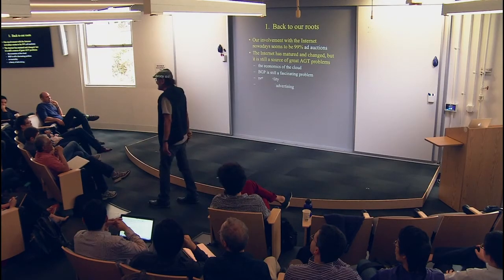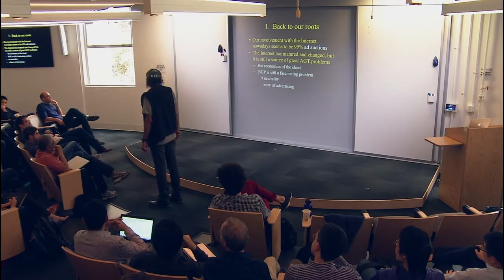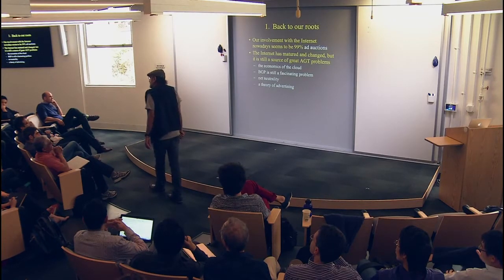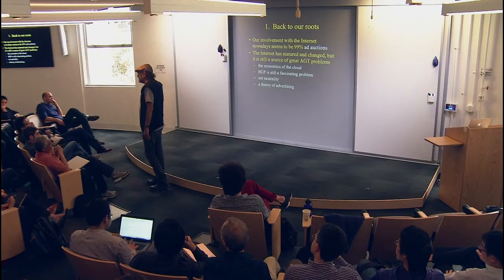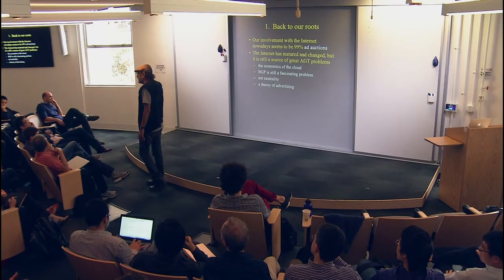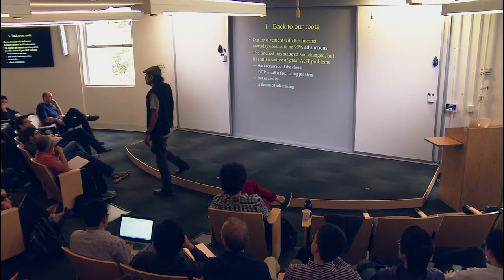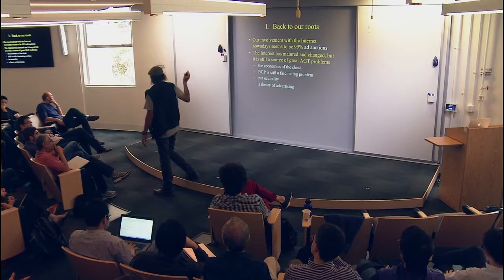Okay. This still seems to be like the first seven layers. The action seems to be at the higher layers, right? In the internet, like BGP, economics of the cloud. Is there more action at the application layer now? I see. Okay. So what do you mean? You are saying that.